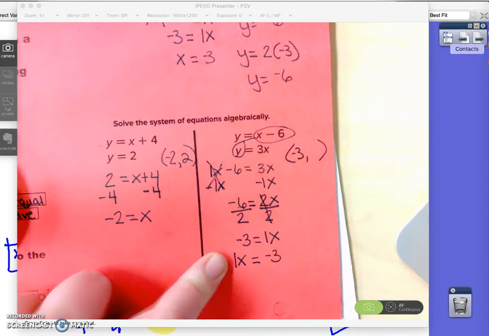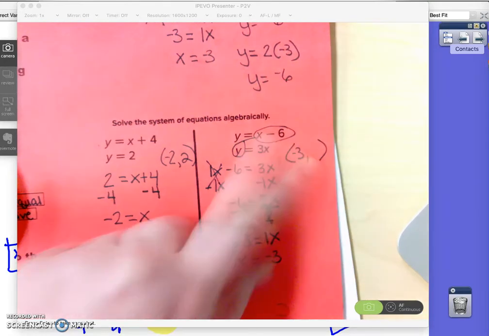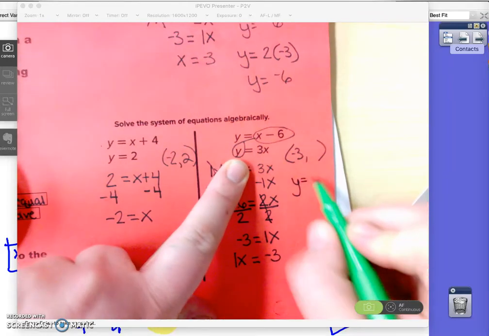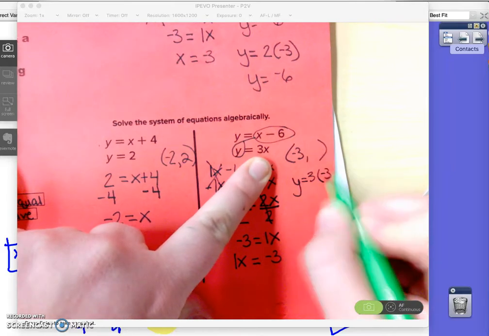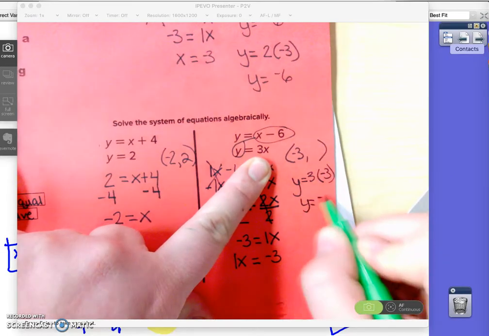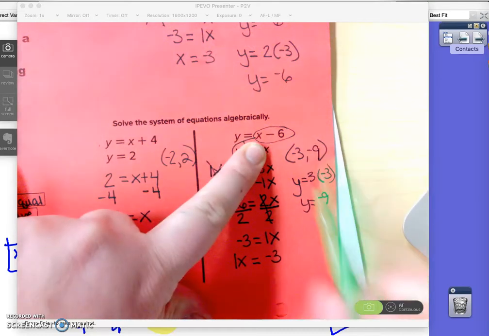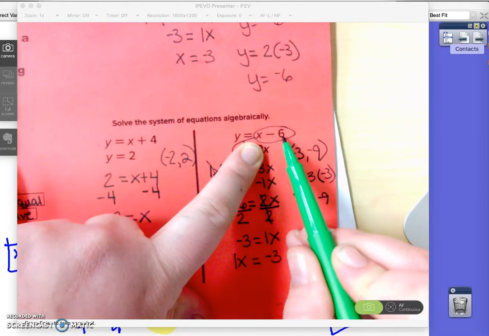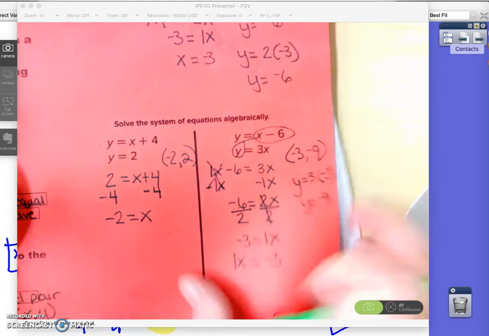Now I need to plug this into one of my equations and solve for y. So here, I could choose the smaller one if I like to multiply better. So 3, whenever I see the x here, I'm going to replace it with negative 3. Y is equal to negative 9. I can also do a check real quick. Negative 3 for x. Negative 3 minus 6, does that equal y or negative 9? It sure does. Okay.